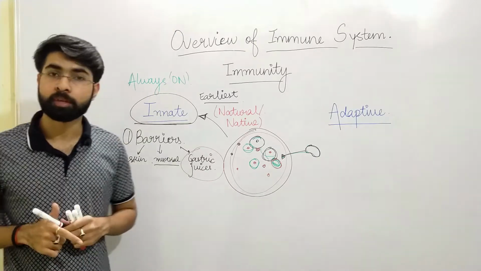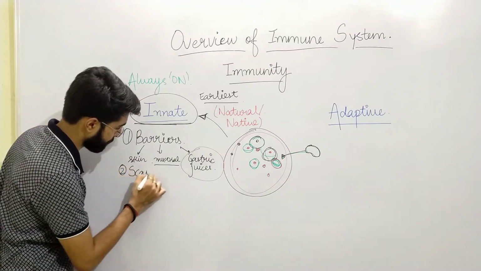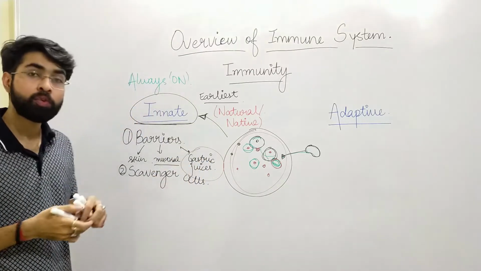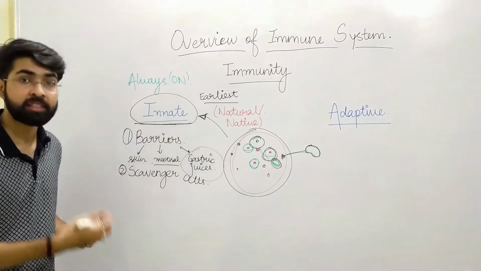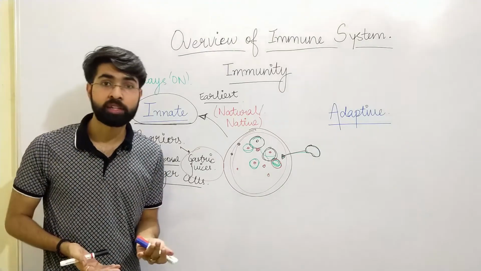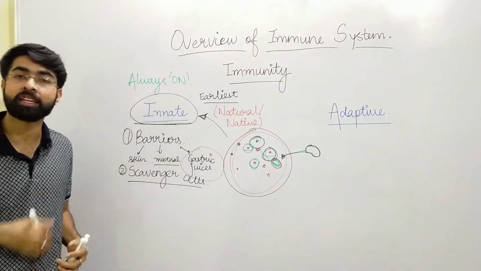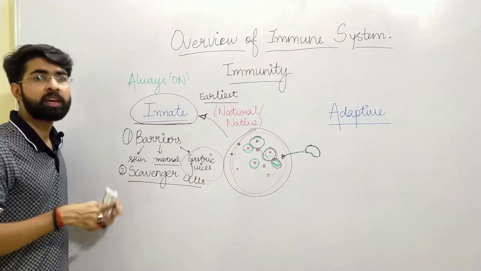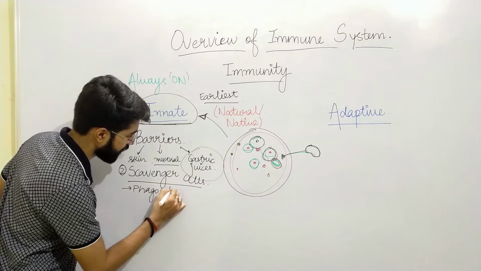The next part of the innate immune system will be the scavenger cells. As you know what a scavenger does, a scavenger feeds on material, eats it and kills it. Similarly, there are a lot of scavenger cells in our body. These can be neutrophils, macrophages, dendritic cells, natural killer cells, and a lot of different cells that we'll be discussing later on in the video. For now, we'll just keep it simple, scavenger cells. And they have phagocytic activity.